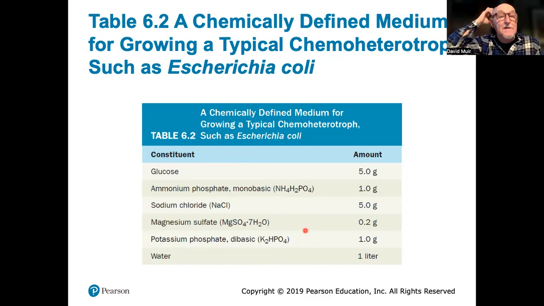There are other bacteria, other organisms which might require, for example, the addition of some vitamins. And those are called the essential vitamins. A vitamin is essential if an organism cannot produce it on its own. But many bacteria are quite happy growing in a chemically defined medium like this.